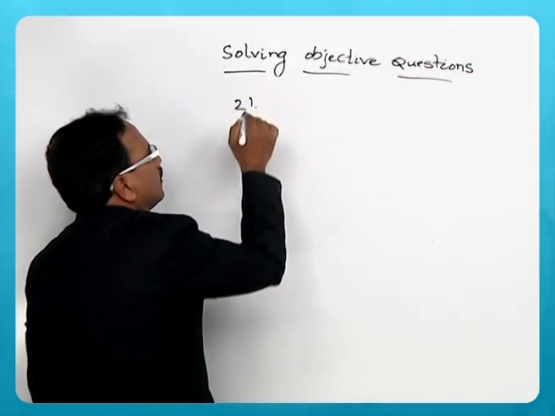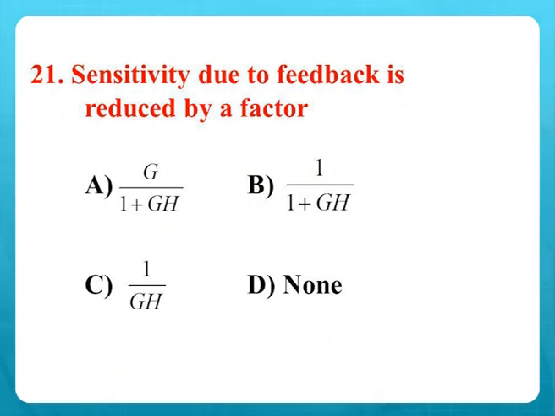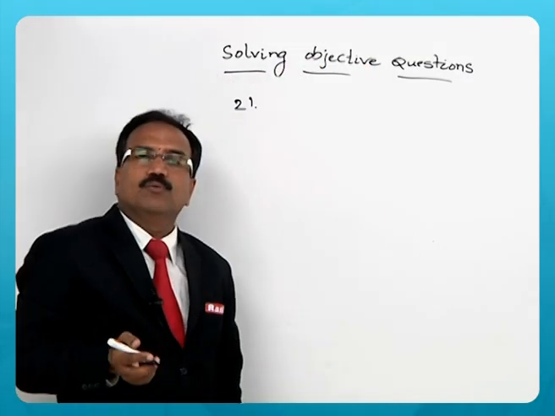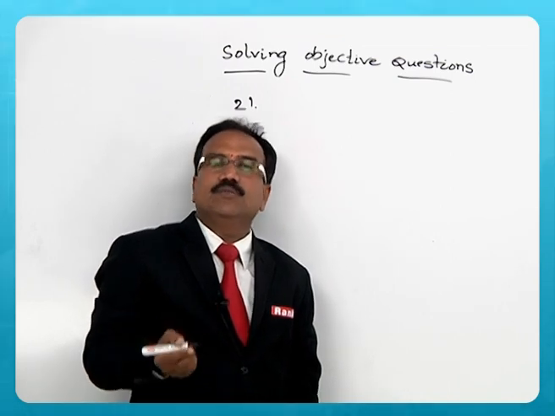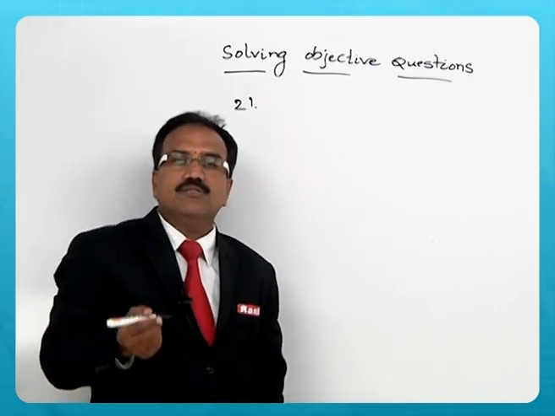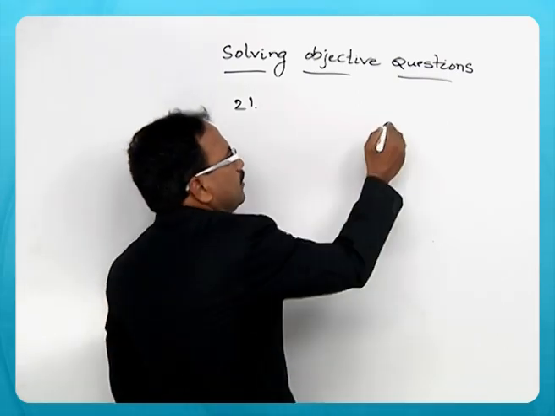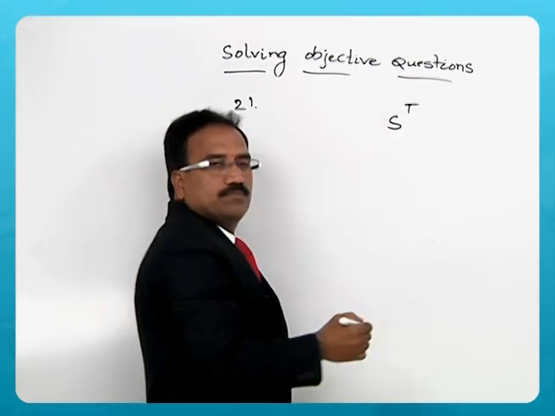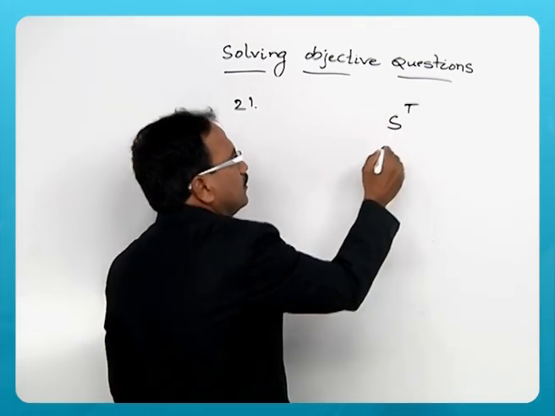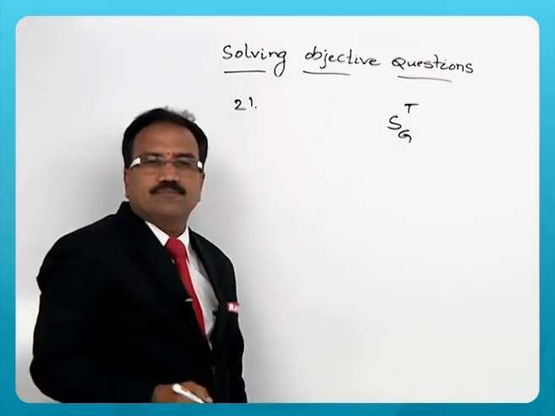This is another question, that sensitivity is one of the characteristics of closed loop control system. So the question is, sensitivity due to feedback is reduced by a factor. Closed loop control systems, as I said, they are less sensitive to the parameter variations. So it is reduced by what factor? It is represented by sensitivity of the system given by the transfer function with respect to G.